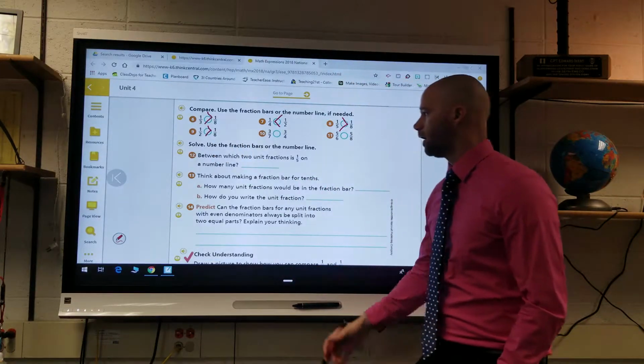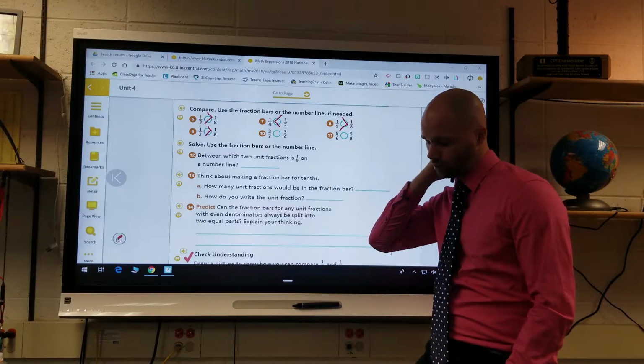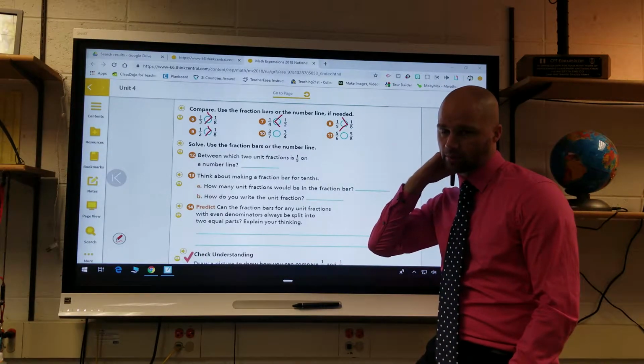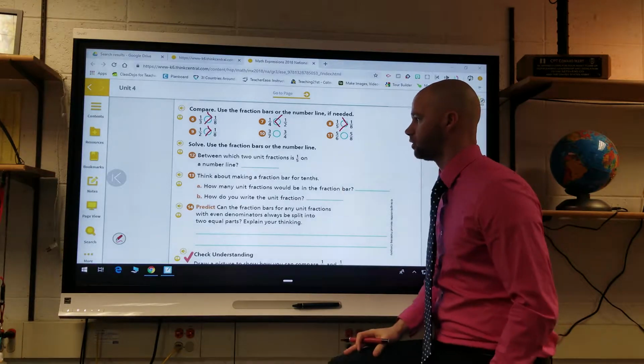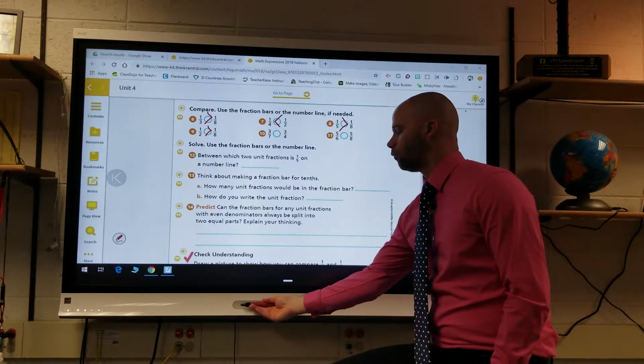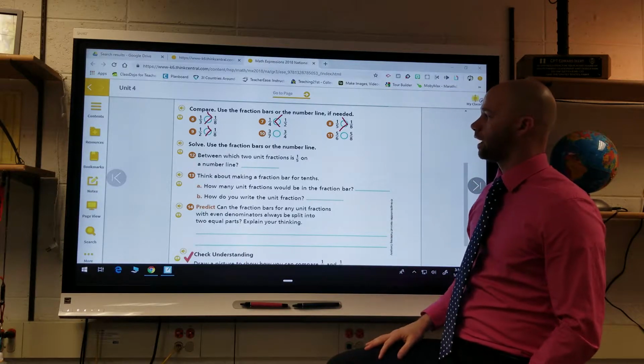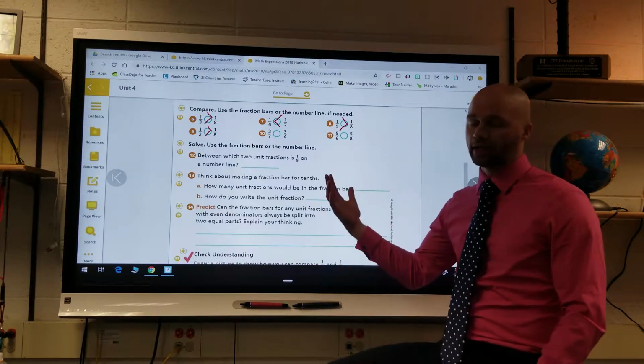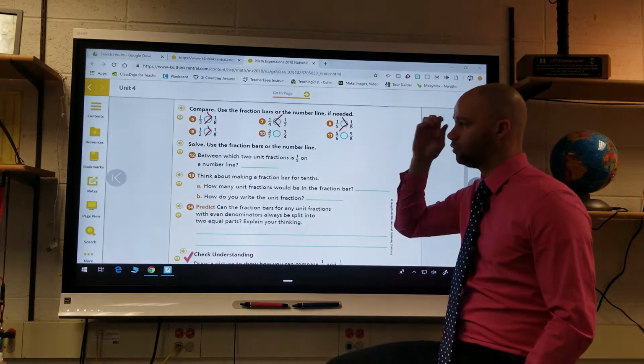Okay. Now we get into the numerator is bigger than 1, so it's not a unit fraction anymore. Okay. So now in this case, we're still looking at the denominator, because the numerators are the same.